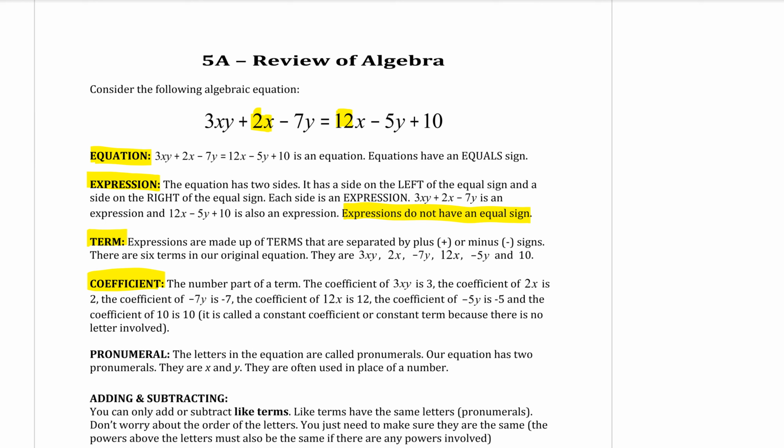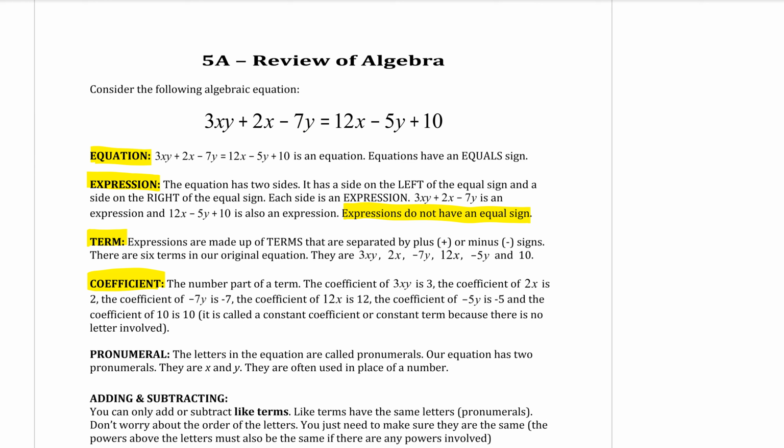The y terms, both of them have a negative sign in front of them. Don't forget to include that if you're asked for the coefficient. So for example, if I was taking this term here, the coefficient would be -7. So just remember to include that minus sign.